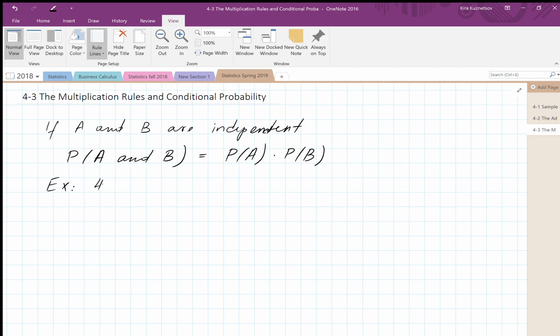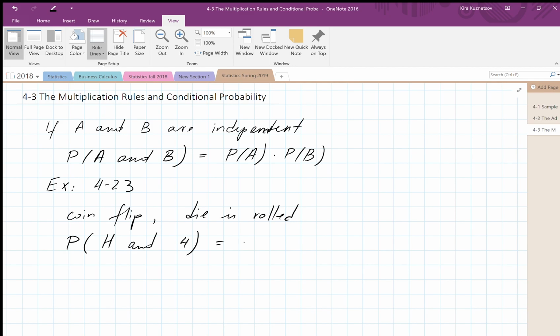is 4-23. I have two events. I have a coin flip, and then I have a die that is rolled. Find the probability of getting heads on a coin and 4 on a die. So the key word here is the word and. This is how you know you're talking about a multiplication rule rather than an addition rule. Find the probability of getting heads and 4 on the die.